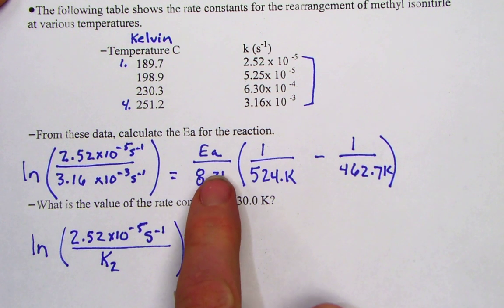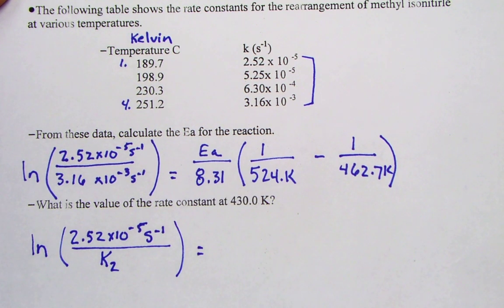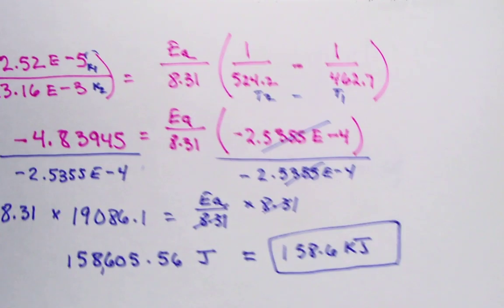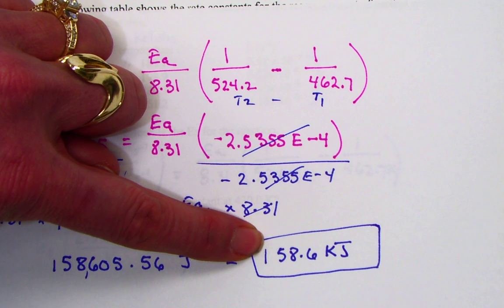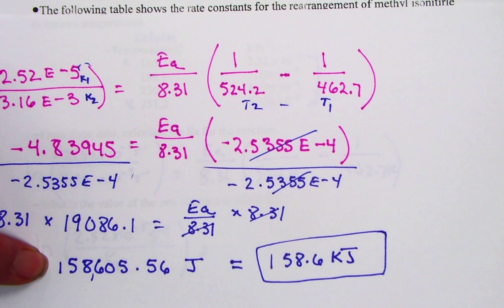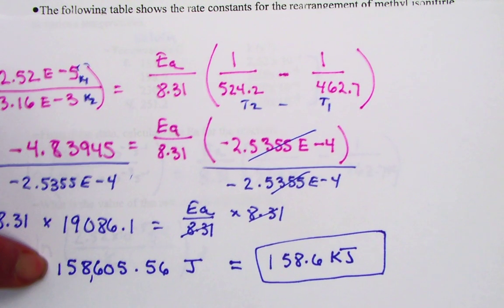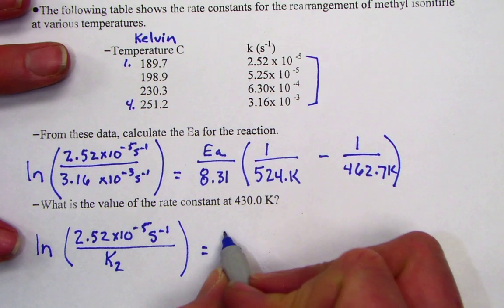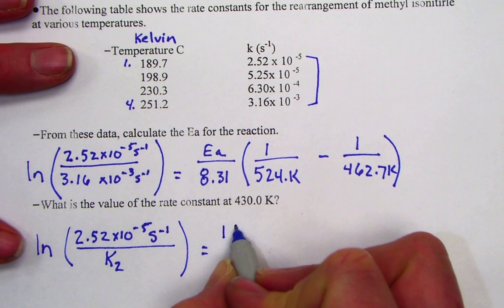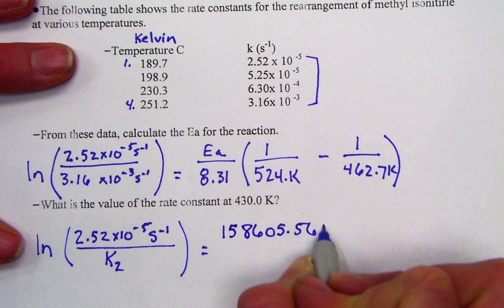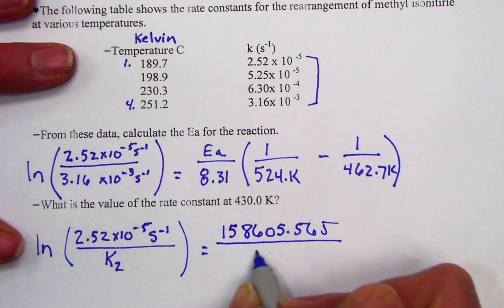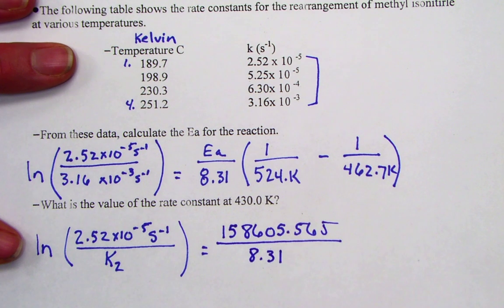Now the activation energy we just solved for up above in the previous problem. Again, that solution was given to us. Notice I answered in kilojoules, but we must plug in activation energy in joules for our problem to match the 8.31 metric R constant. So that large activation energy reported back in joules, 158,605.56 joules of energy, set over the gas constant 8.31.